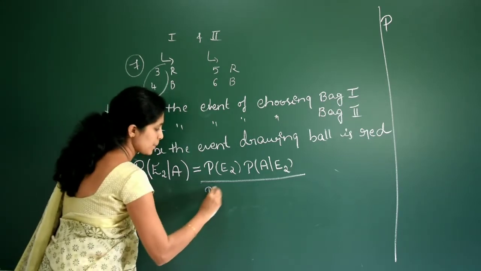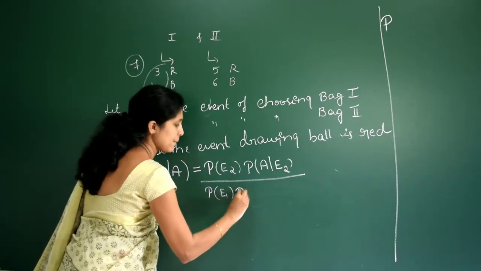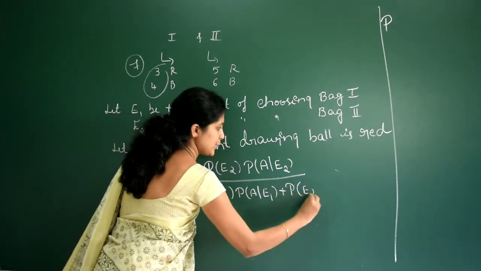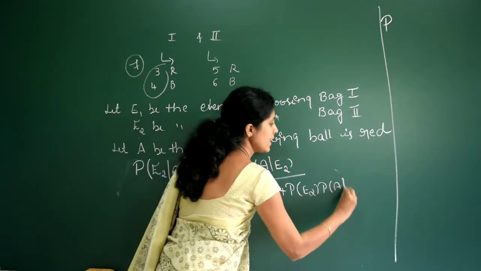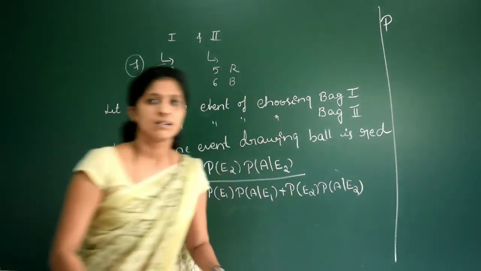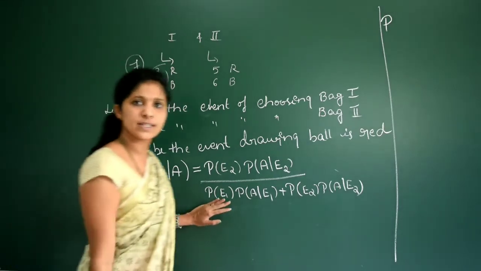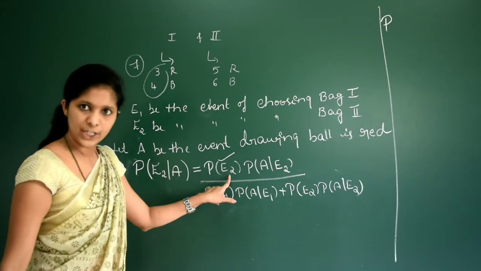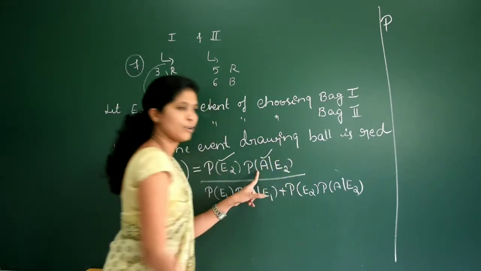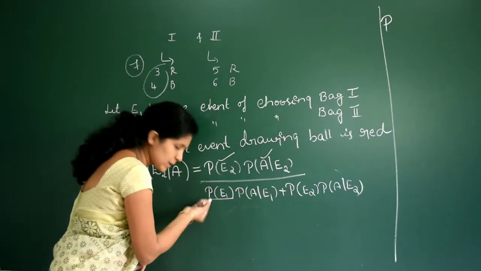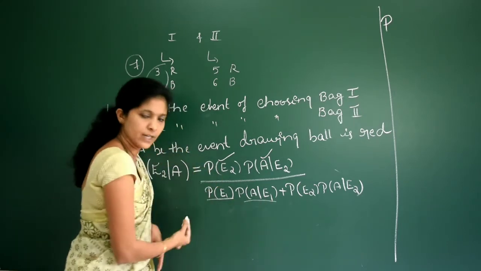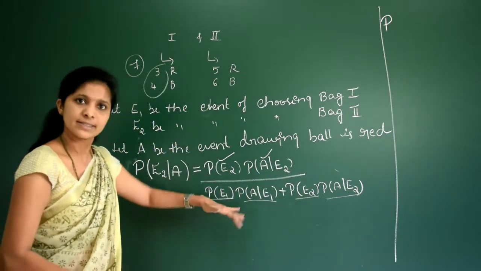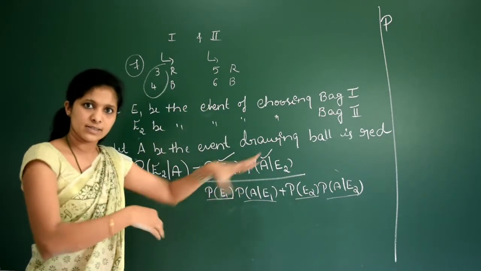So this will now be probability of E1 into probability of A by E1 plus probability of E2 into probability of A by E2. So this is the formula, right? This is the formula by using the Bayes theorem. So here you can understand, you have to find the probability of E2, then you have to find probability of A by E2. Here you have to find probability of E1, probability of A by E1, probability of E2 and probability of A by E2. By using this, directly you can write. Is it clear? What are the things you have to find?